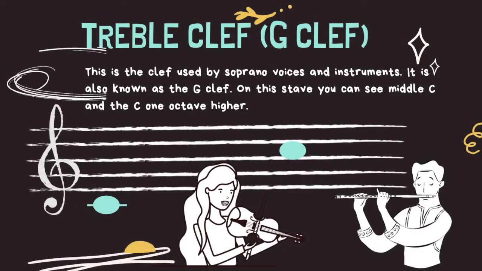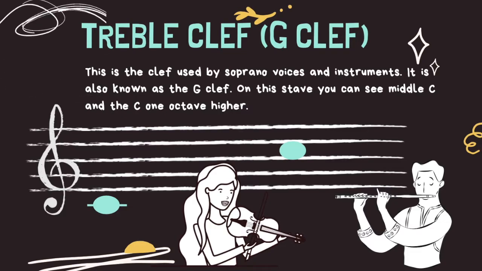So let's begin there with the treble clef. This is the clef used by soprano voices and instruments. So it's for higher voices. It's also known as the G clef because, as we saw, it was formed by a letter G. On this stave, you can see the middle C and the C one octave higher.